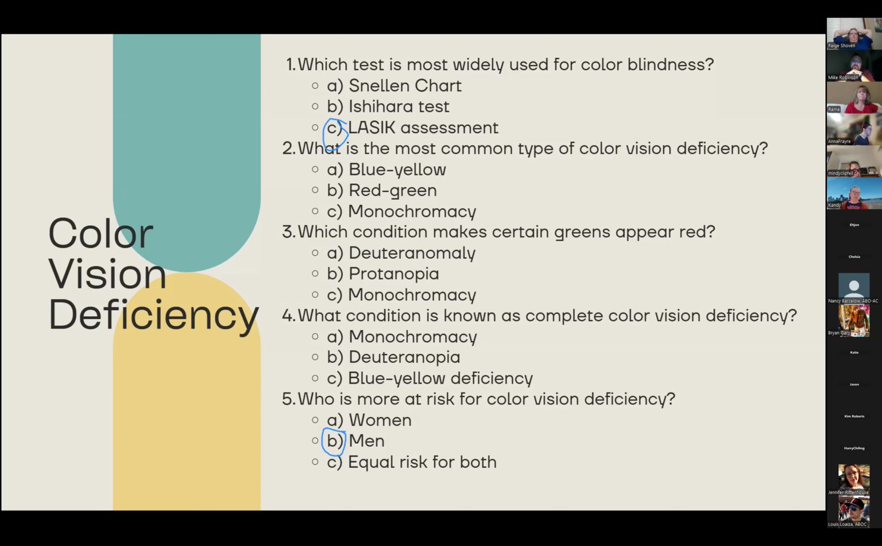Number 3. Which condition makes certain greens appear red? Deuteranomaly, protanopia, monochromacy. This is a good one.